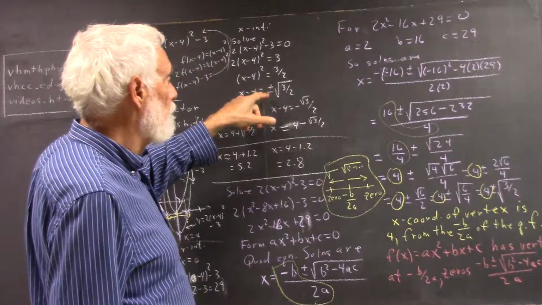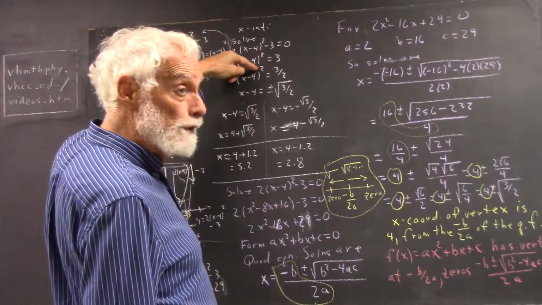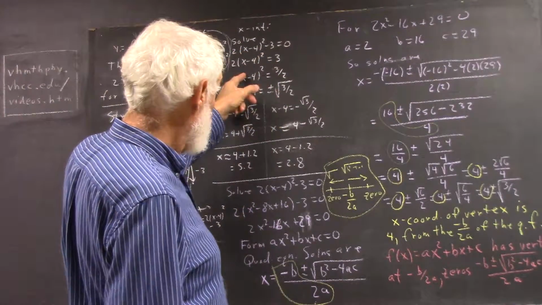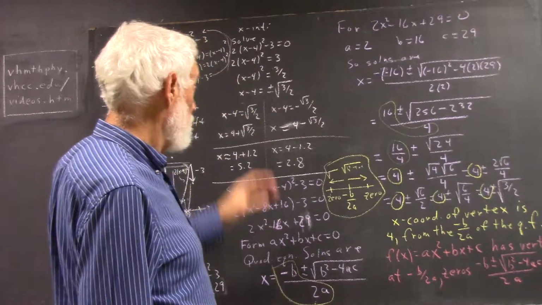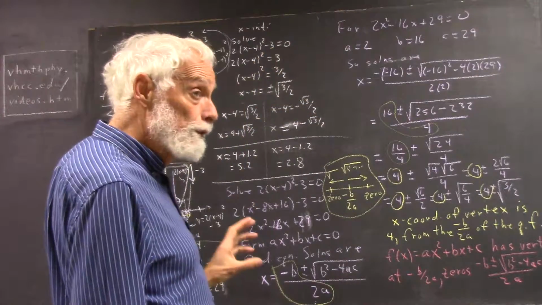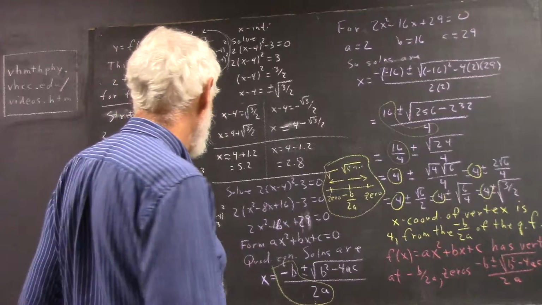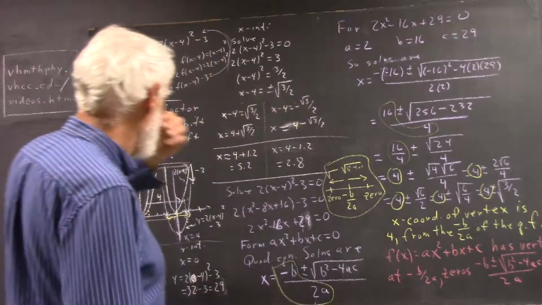Also, if x minus 4 is negative square root of 3/2, well, you square the negative square root of 3/2, you still get 3/2. So this verifies the solution, and we need to understand this. We need to understand that when a square of something is equal to a positive number, that means the something that's being squared is plus or minus the square root of that number.